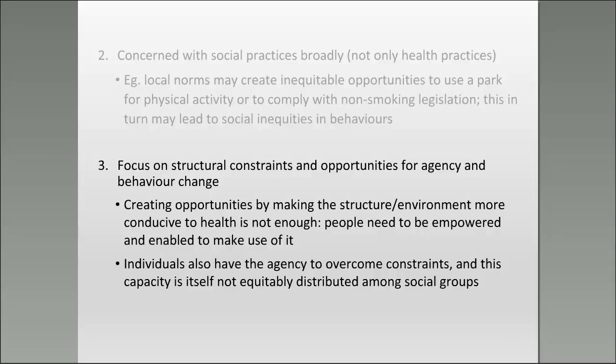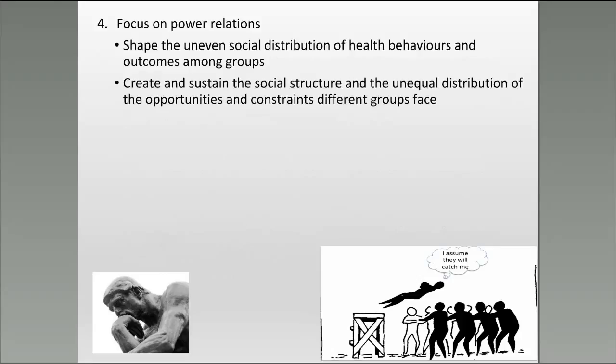And it also recognizes that individuals have the agency to overcome constraints. So for instance, coming back to the park use example, in one paper, the authors found that residents of the neighborhoods that did not have very high quality parks and green spaces were actually not affected that much by it because they were able to drive to the nearby beach or go further afield when they wanted to spend time outdoors. One thing we need to keep in mind, however, is that this capacity to overcome structural constraints is itself not equally distributed among social groups, and it may contribute to health inequities.